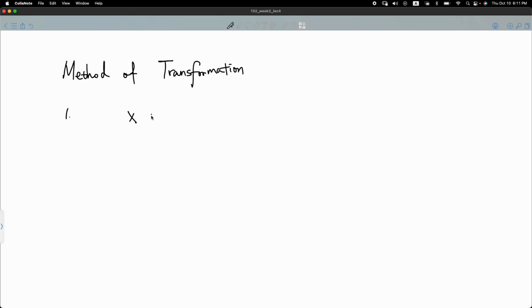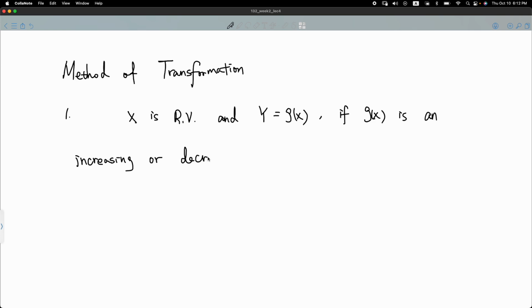So let's say x is a random variable, and then we have a function that's called y. It's a function of the random variable x, and then if the function, okay, let me use g then. Okay, if this function g for the random variable x is either an increasing function or decreasing function.